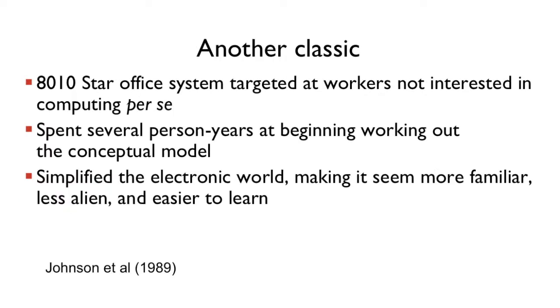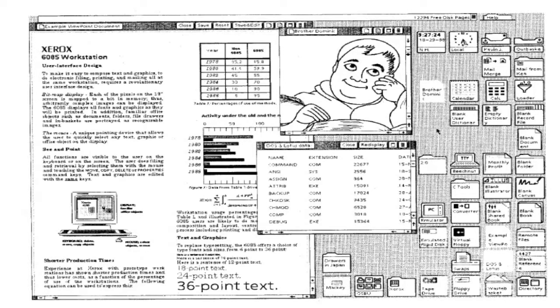Another classic interface is the Star interface. This was developed at Xerox PARC, and it was a computer system designed for office workers. They spent several person-years, so a lot of people, building up a good conceptual model. But once they had the good conceptual model, they were able to develop a user interface that made it very easy to use. This is the user interface from the Star. You can see it was the very first system that had some of the common elements that are on our desktop interface today.